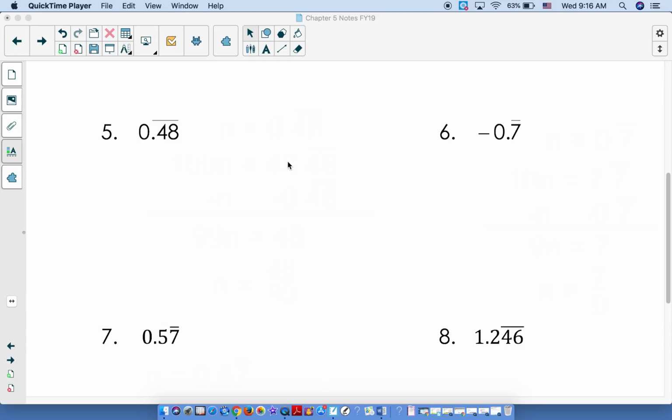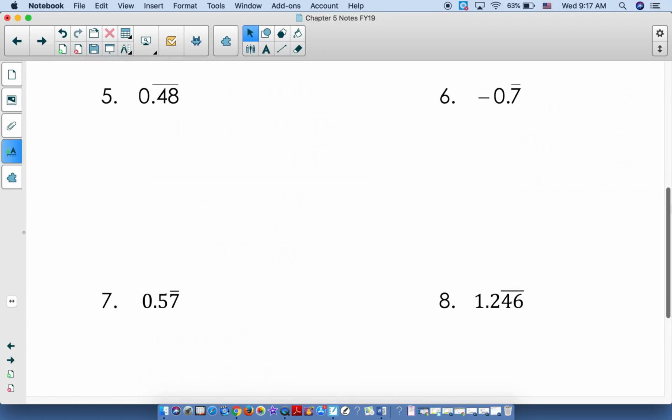All right, hi again. I wanted to stop and start a new video on this because this part takes a little bit longer to explain and I want to go a little bit slower. So, on number 5 in our notes, the repeating 0.48 repeating. The line is over the 4 and the 8, which means the 4 and the 8 are repeating. So how do we make this a fraction?